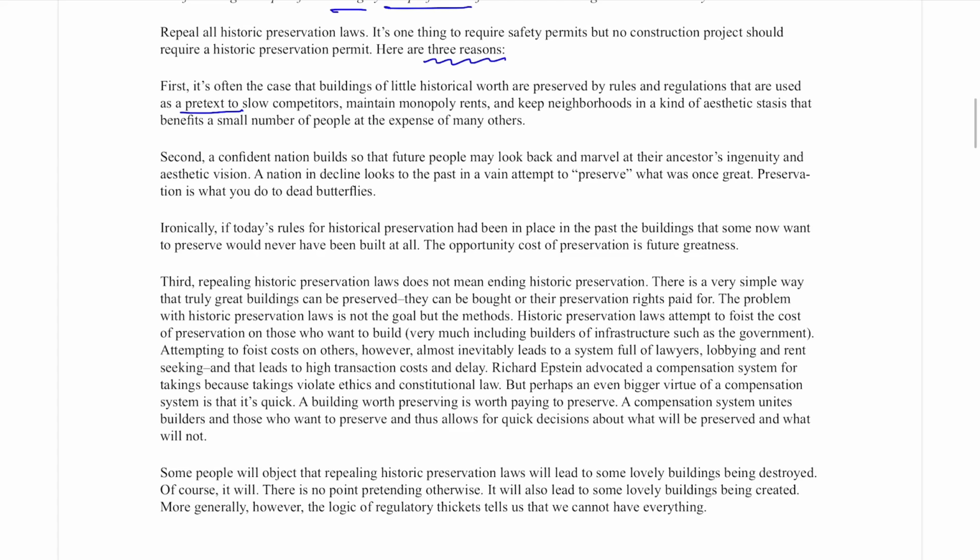The purpose of historical preservation is not what it's sort of usually advertised. So, a nation in decline looks to the past in a vain attempt to preserve what was once great. Preservation is what you do to dead butterflies. This is the kind of line that I could actually quote rather than summarize, right? Because there's no way of capturing that kind of energy of the line. So I'll leave just sort of a little star over here as kind of a really interesting quote. Ironically, blah, blah, blah. The cost of preservation is future greatness. Okay. Good.